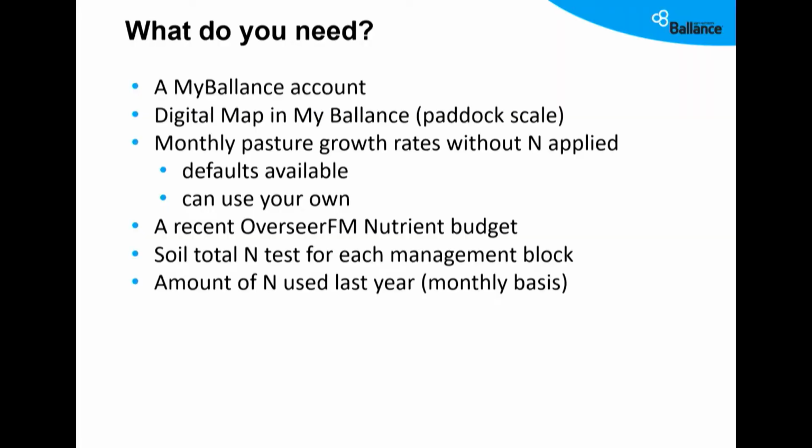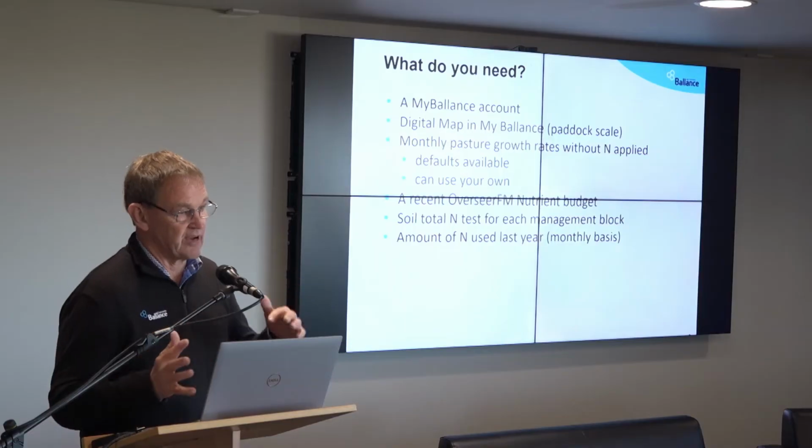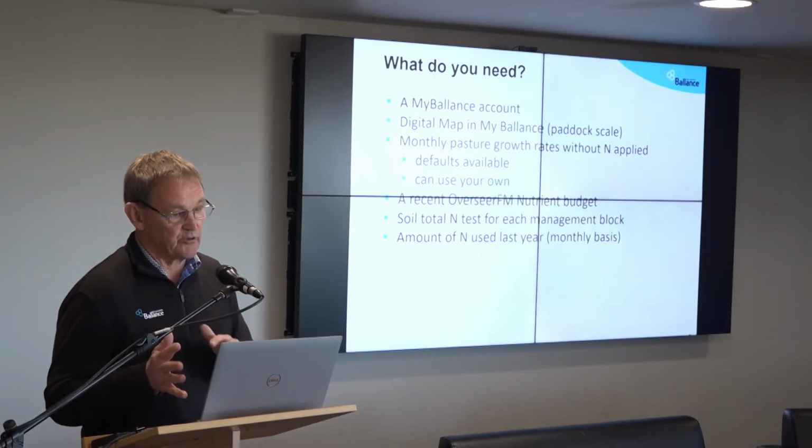And you need a recent Overseer FM nutrient budget, and that's read in through one of those expensive APIs. And of course that total soil N test for the management block. And to run some financial comparisons between what the farmer has been doing and what the model is determining, we need the amount of nitrogen used either last year or an average of years or typical nitrogen applications that you may use.